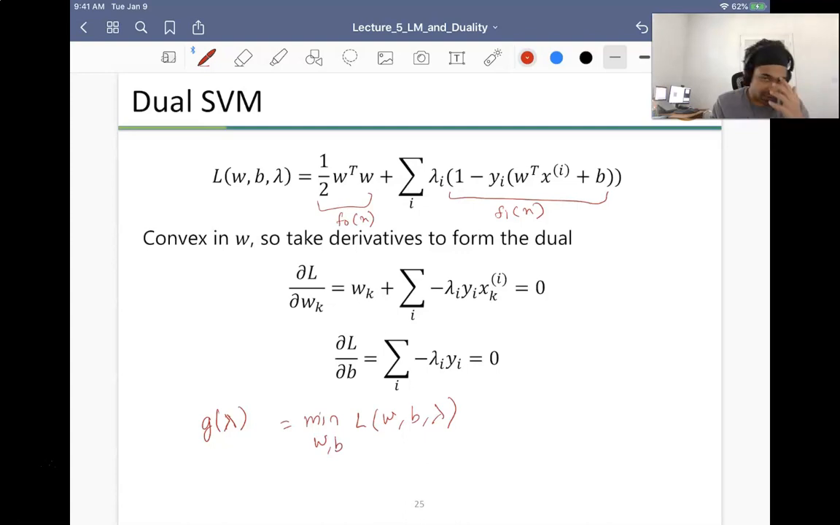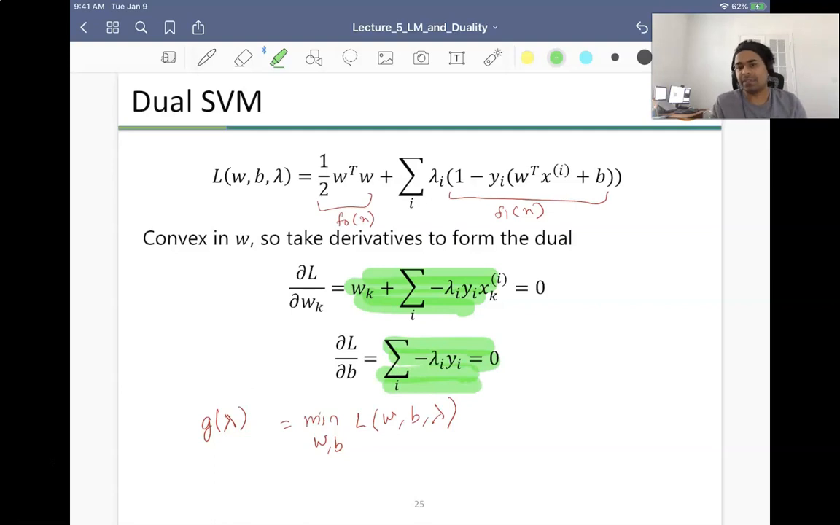How do I do this? I take the gradient with respect to w, each component wk, and set it to 0, and I get this expression. Similarly, I take the gradient with respect to b and set it to 0, and I get this expression.